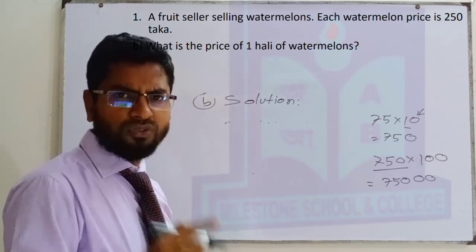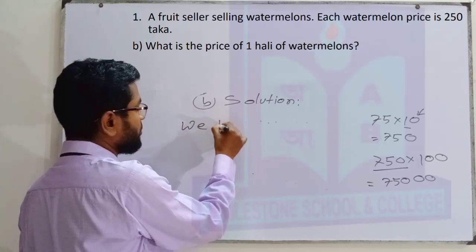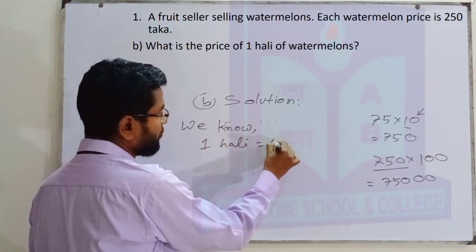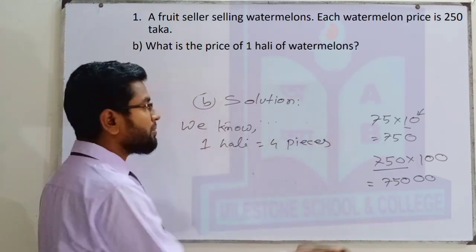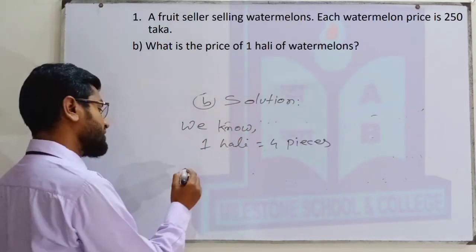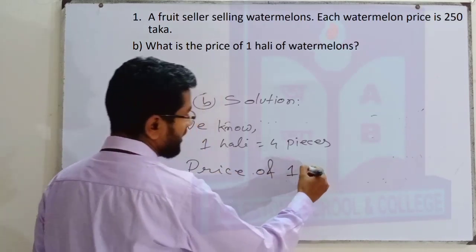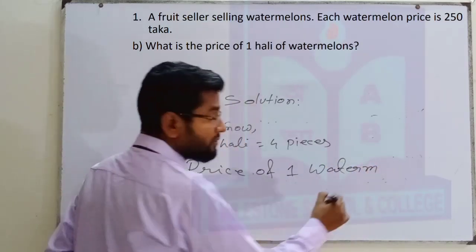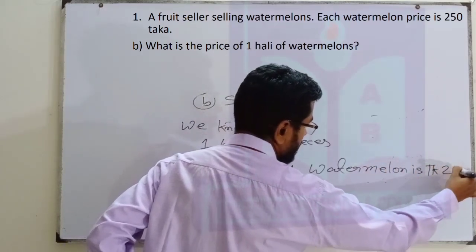We have to know what 1 hali means. We know, we will write, we know one hali equal to four pieces. So one hali watermelon means 4 watermelons. So we will write price of one watermelon is taka 250.